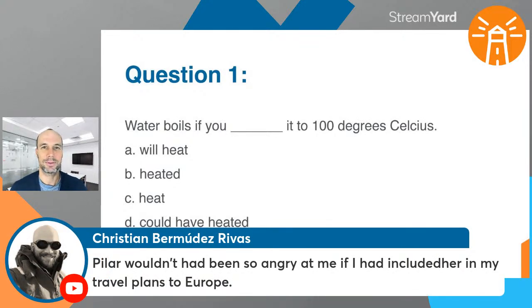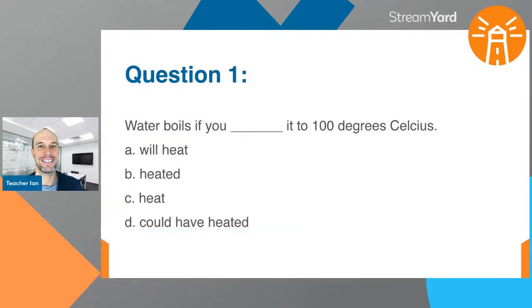While you guys think about that, Christian says, Pilar wouldn't have been so angry at me if I had included her in my travel plans to Europe. Definitely. Absolutely, always include your wife in your travel plans to Europe. You should have asked me first. I would have told you that.